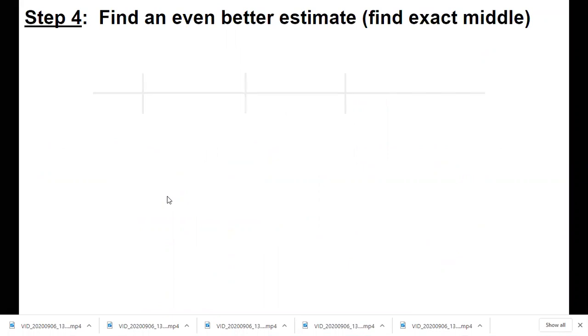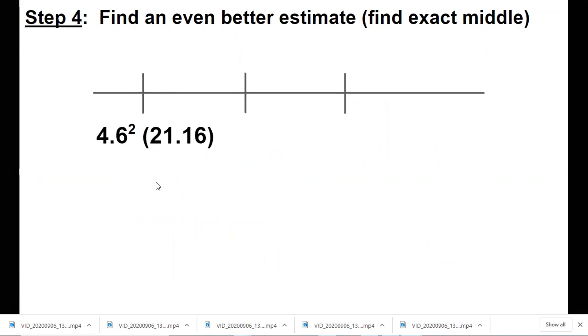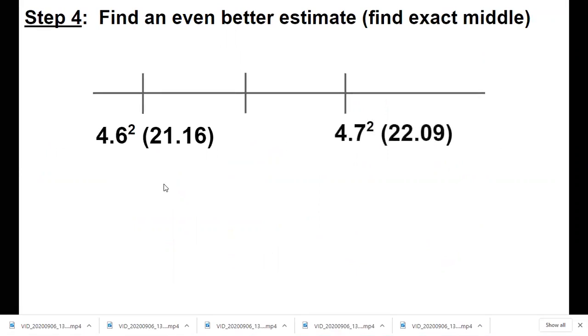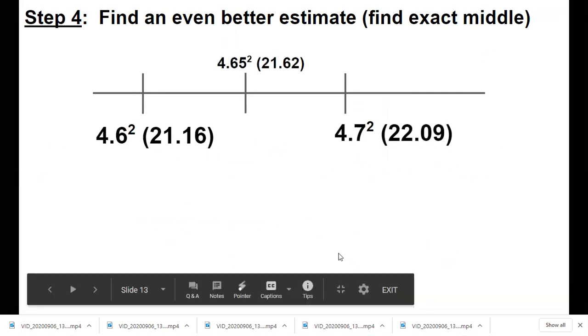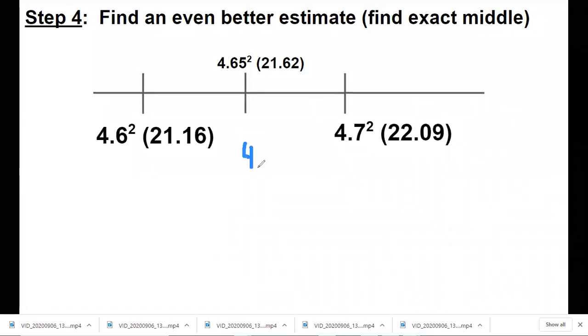We're going to find the exact middle. So let's draw on our number line here. We have 4.6 squared, our new lower limit, and 4.7 squared, our new upper limit. And we are going to find the exact center. How did I get 4.65? Well, I added 4.6 and 4.7.